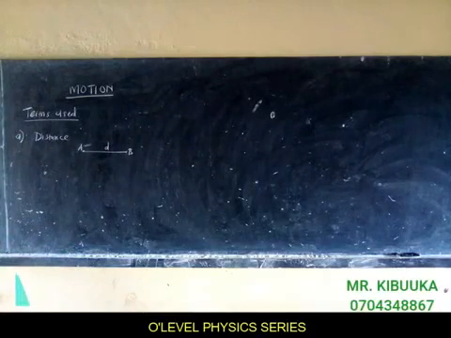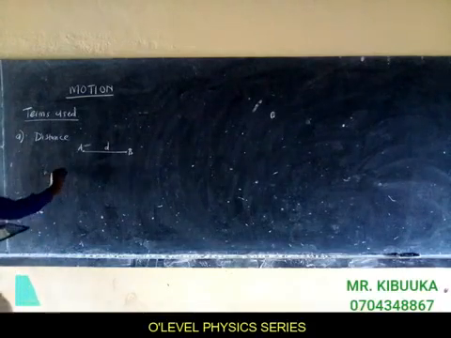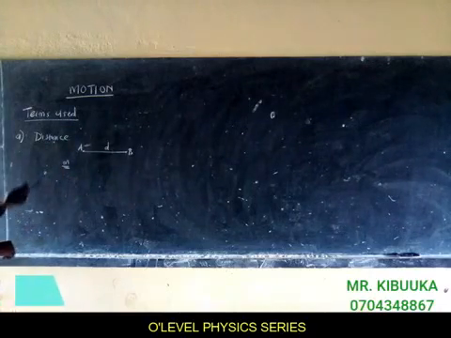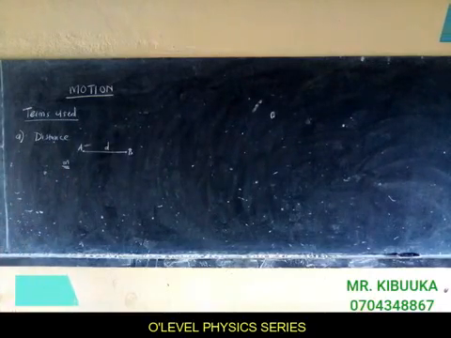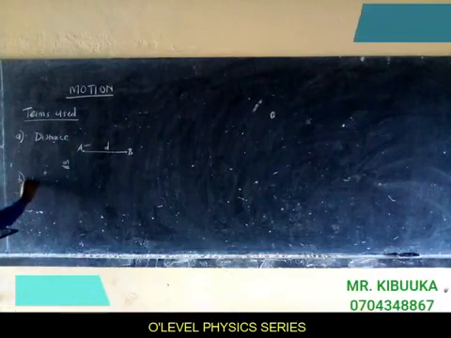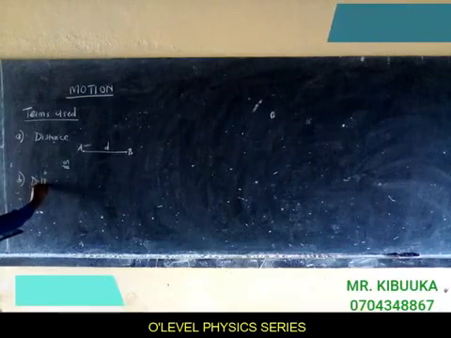Now, the SI unit of distance is meters, meaning distance is measured in meters. However, distance is a scalar quantity. And then our second term is displacement. We have in part B displacement.